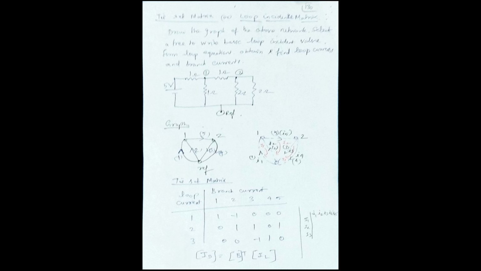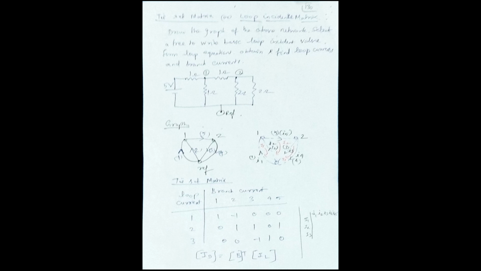For the oriented graph, we draw circles for the points 1, 2 and the reference node. Nodes 1, 2, 3, 4, 5 are elements, and the directions of the oriented graph are given. Capital I1, I2 are loop currents, and small I1, I2, I3, I4, I5 are branch currents.